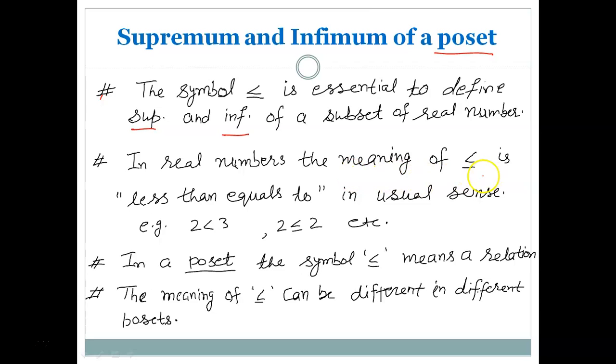In real numbers, less than or equal to is in the usual sense. That means if we write 2 and 3, clearly 2 is less than 3, so 2 is less than or equal to 3, etc. So that is the meaning in the real numbers. But in a partially ordered set, the symbol means a relation, and the meaning of the relation can be different in different partially ordered sets.